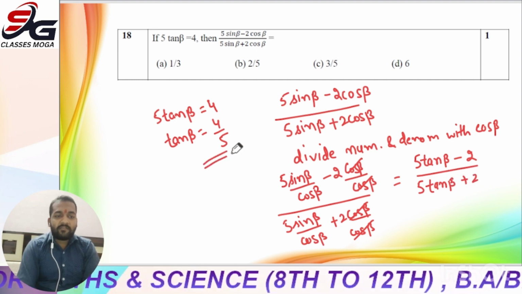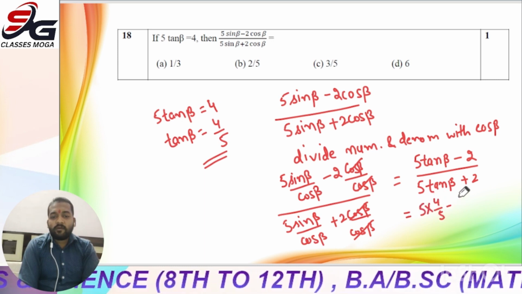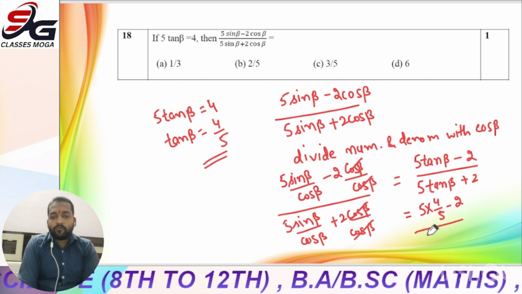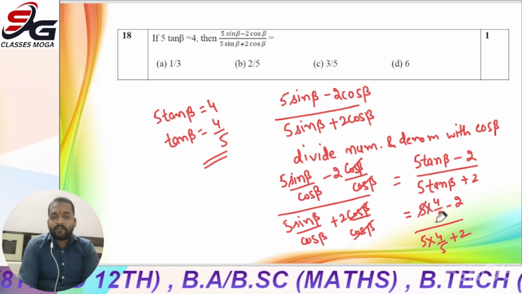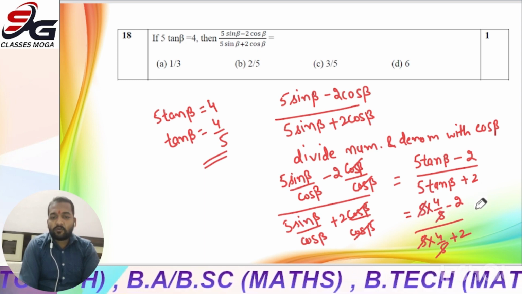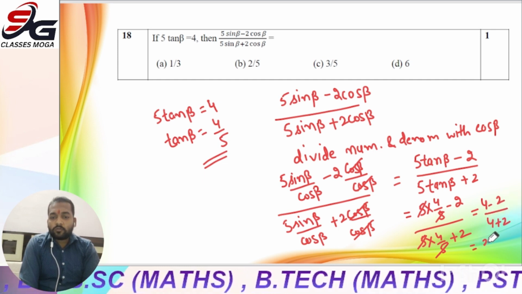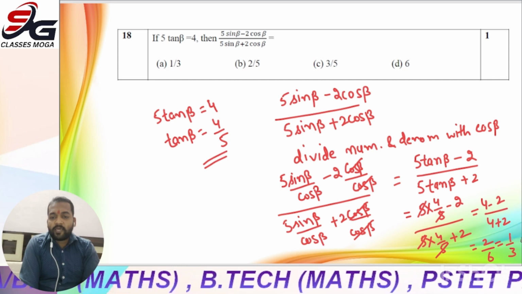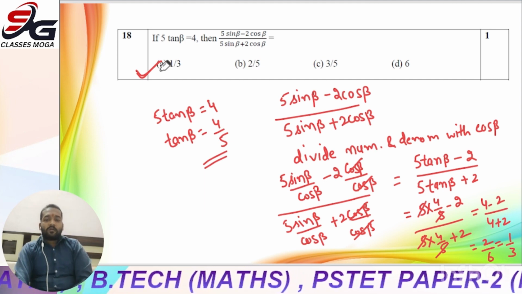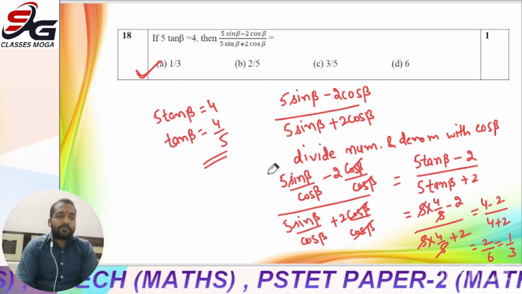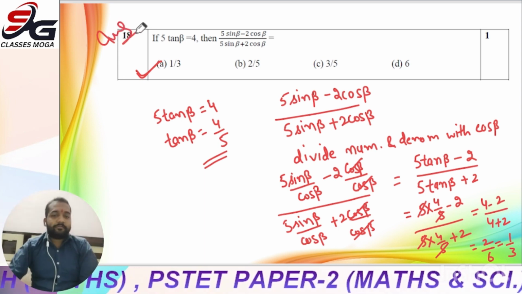Now tan beta is given, that is 4 by 5. So put here: 5 into 4 by 5 minus 2 over 5 into 4 by 5 plus 2. So this 5 and 5 cancel out. What is left? 4 minus 2 over 4 plus 2. So 2 by 6, that is 1 by 3. So option A is the correct option. This is again a very important question, right?